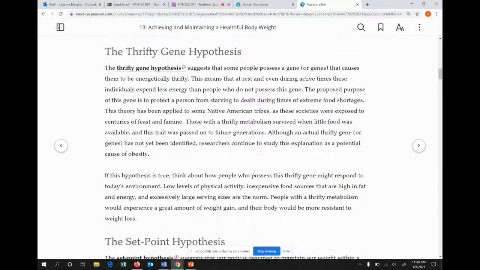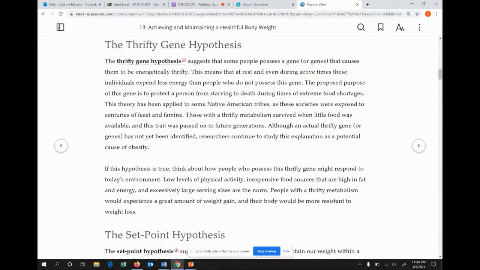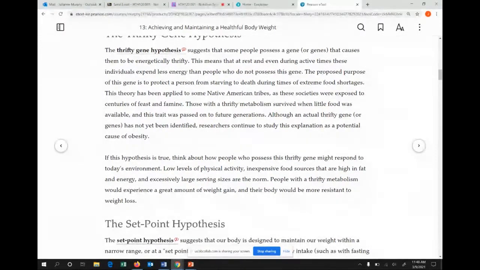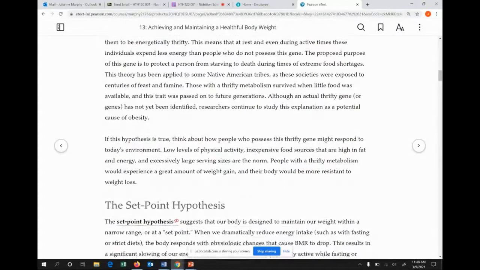This thrifty gene hypothesis, I call this the caveman theory, where years ago when people were hunters and gatherers and literally were living outside, they had to have a slow metabolism to survive, because if their body's metabolism was fast, they'd burn off all the food that they ate and they would have no energy left, because they didn't eat every day. They may only eat like once or twice a week. And so they had to really slow down their metabolism to survive. And then that passed down through generations.